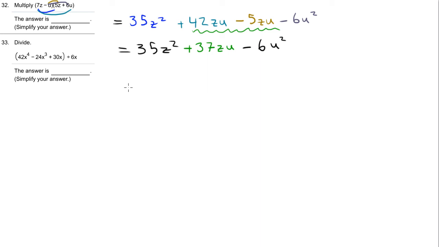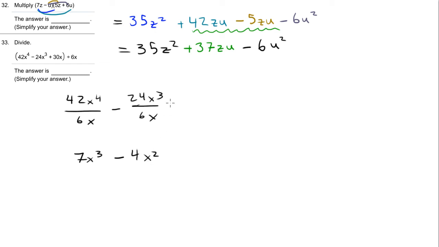So I figured I'd keep doing it that way, even though it goes against our alphabetical convention. Divide. Okay, so we're going to have 42x to the 4th over 6x, 7x cubed, minus 24x cubed over 6x. So that's minus 4x squared, plus 30x over 6x. That's plus 5. All done, and that's our review.